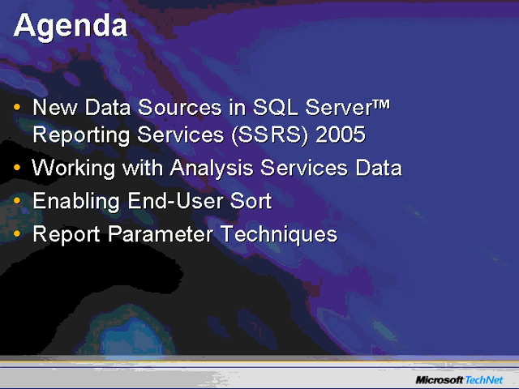Today we're going to cover some of the new data sources in SQL Server 2005 Reporting Services. We had a set of data sources that were released in the first version of the product, and we've added several more in 2005. And I'll talk a lot about today working with Analysis Services data. Analysis Services support is one of the new features that's in 2005 Reporting Services. So if you're working with Reporting Services and Analysis Services together, you'll get some tips there. We'll talk about end user sort, one of the new features of 2005. And we'll talk about some report parameter techniques, parameterizing reports, parameterizing multi-valued reports, a couple different techniques there.